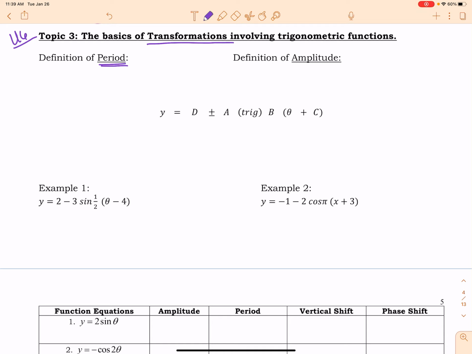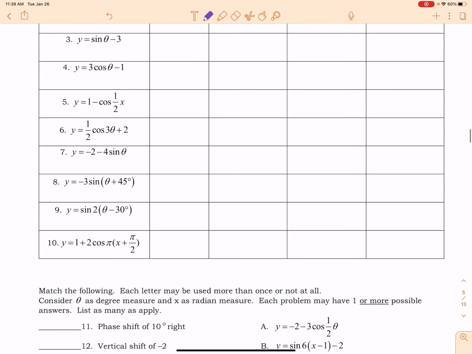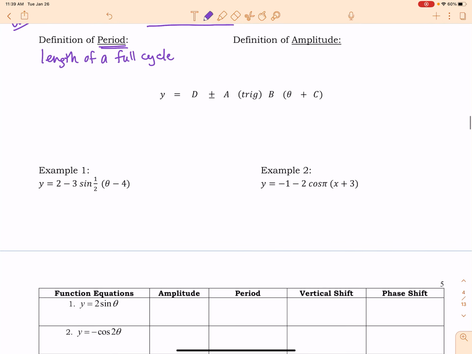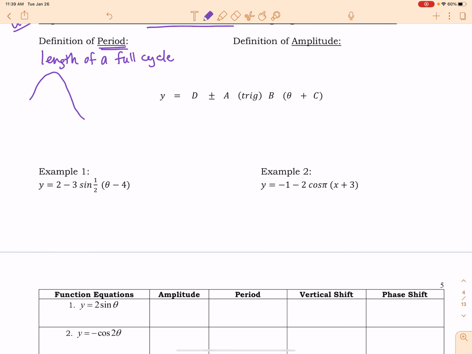The first thing we want to do is define what the period means, because there will be a value in our equation that tells us what the period is. This is just the length of a full cycle. Well, what does that mean, Miss Griggs? In other words, it is the length of this right here. That is a full cycle of either the cosine or the sine graph.